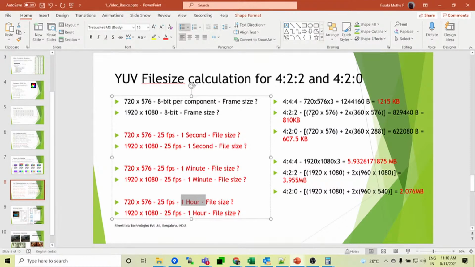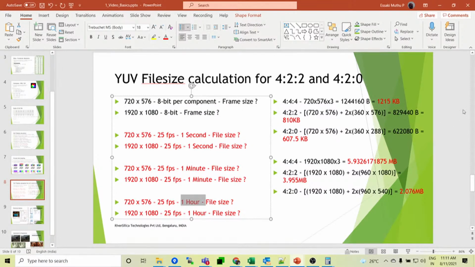To do this particular homework, if you have any doubt, you can ask me. Otherwise, you can do it at home. You have to calculate and tell me the answer tomorrow, or you can mail me or WhatsApp me the answer. You can give a write up saying that for this particular resolution, this is the frame rate. For 420, this is the file size. For 422, this is the file size.